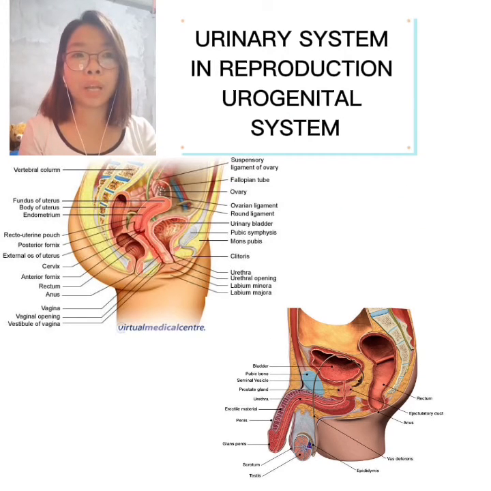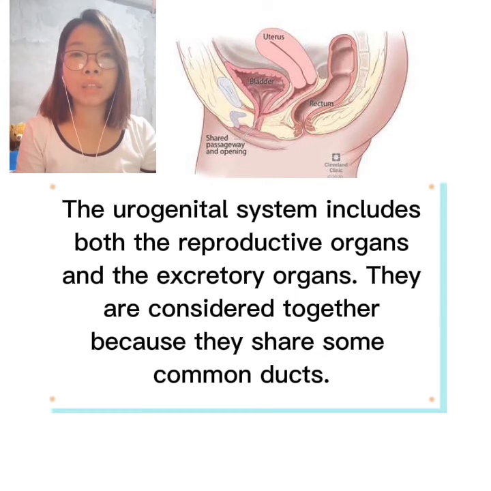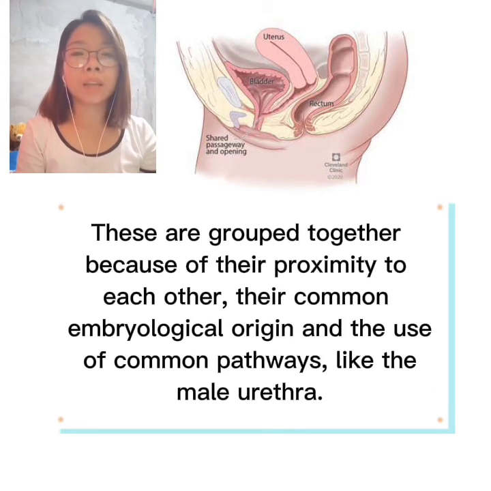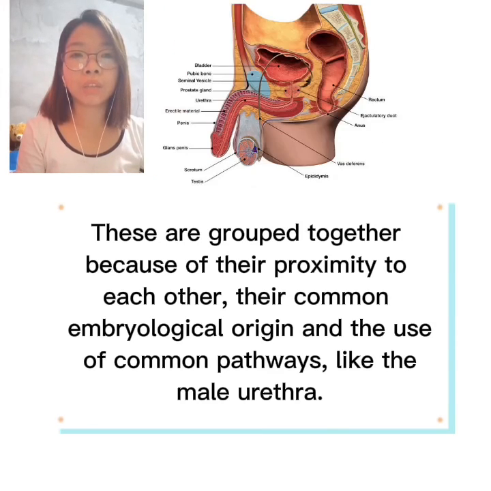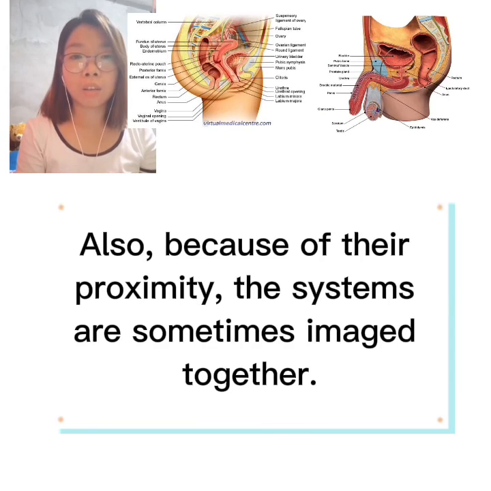Urinary system and reproduction, or the urogenital system. The urogenital system includes both the reproductive organs and the excretory organs. They are considered together because they share some common ducts. These are grouped together because of their proximity to each other, their common embryological origin, and the use of common pathways, like the male urethra. Also, because of their proximity, the systems are sometimes imaged together.